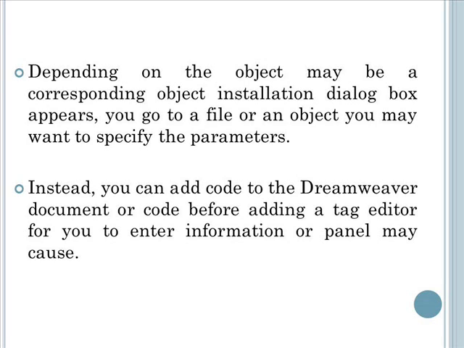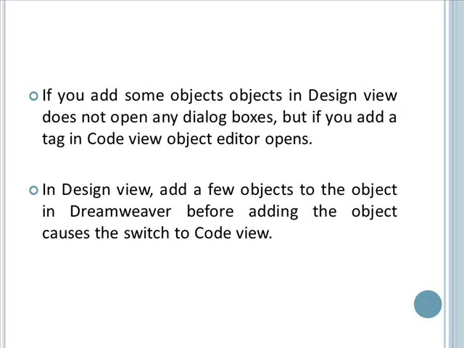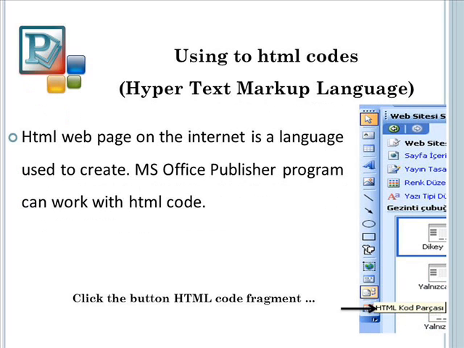Instead, you can add code, or a tag editor may open for you to enter information or a panel may appear before adding a tag. If you add some objects in design view, no dialog boxes open, but if you add a tag in code view, the object editor opens. In design view, adding a few objects causes a switch to code view. HTML is a language used to create pages on the internet.